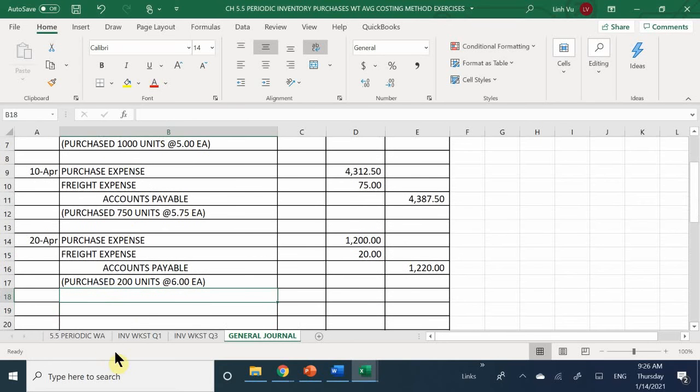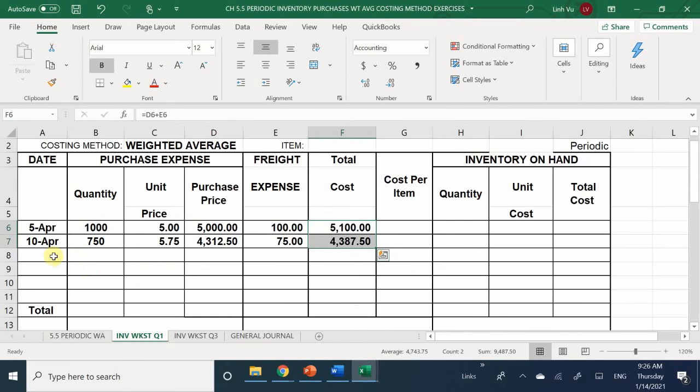Okay. Now I've got to plug it into my inventory worksheet. So for 200 items at $6 with $20 freight. So therefore my total, I just actually placed it in the wrong amount. So then what is my total purchase price here? It is $1,200 plus my $20 freight, giving me a grand total of $1,220.